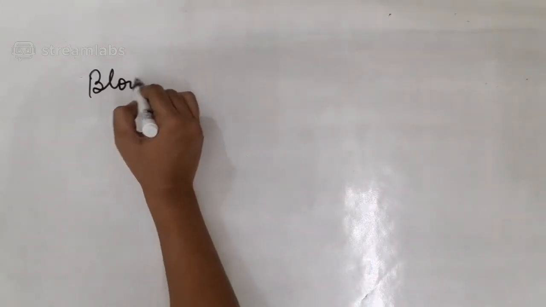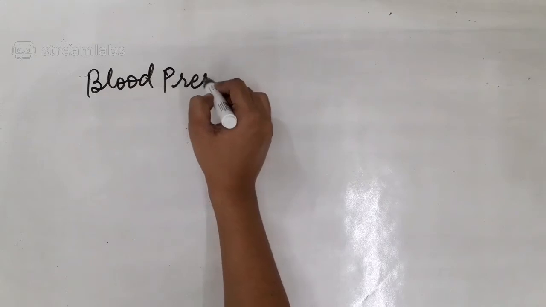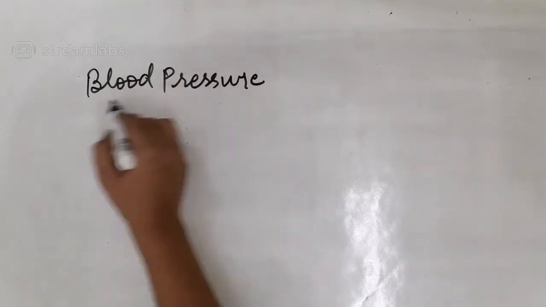Now, what do you mean by the blood pressure? Blood pressure, what is it? As the name suggests, you can see that the pressure through which the blood is flowing into the blood vessels is called the blood pressure. The force with which blood is exerted against the arterial wall of the heart is called the blood pressure.